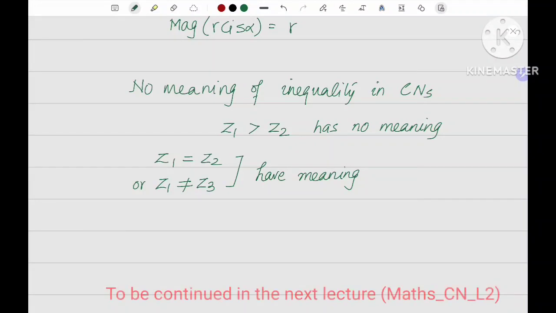We will see it in the next discussion, next session: what is the meaning of having equality in complex numbers, and what is the meaning of having inequality in complex numbers. So this kind of statement has no meaning. They are absurd. They have no mathematical significance.